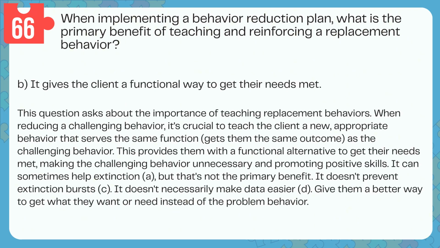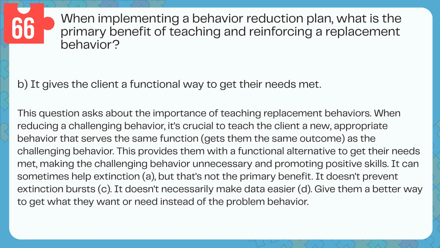Answer. B. It gives the client a functional way to get their needs met. This question asks about the importance of teaching replacement behaviors. When reducing a challenging behavior, it's crucial to teach the client a new appropriate behavior that serves the same function, gets them the same outcome as the challenging behavior. This provides them with a functional alternative to get their needs met, making the challenging behavior unnecessary and promoting positive skills. It can sometimes help extinction.